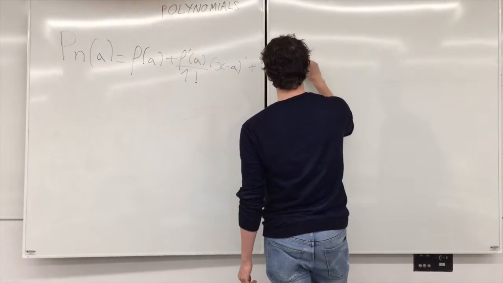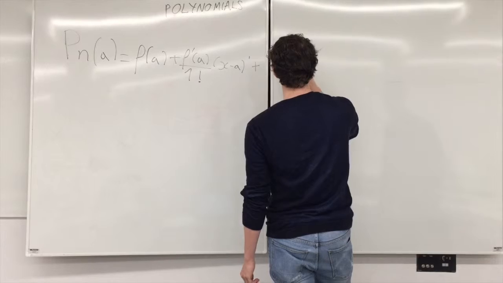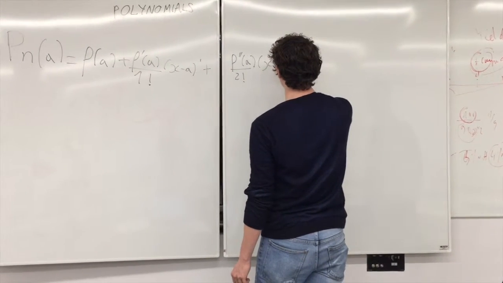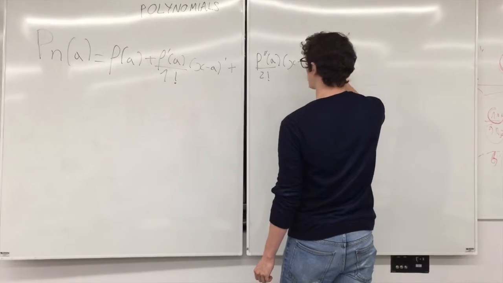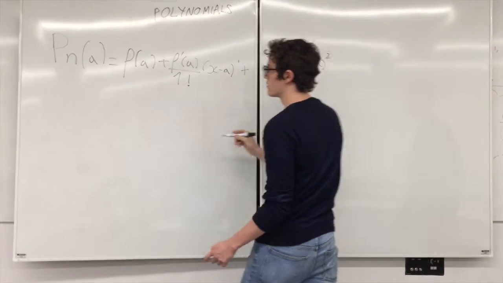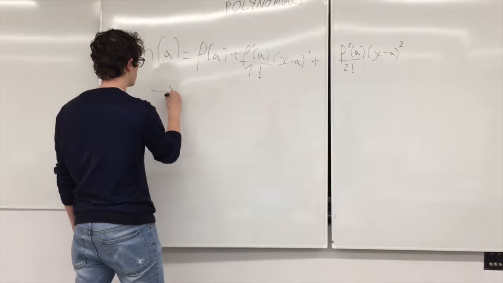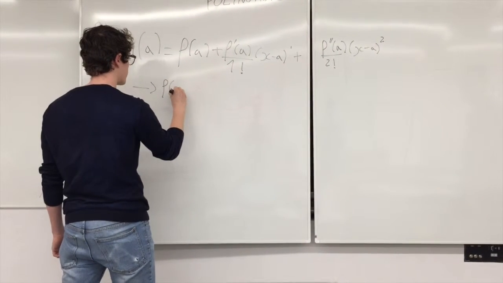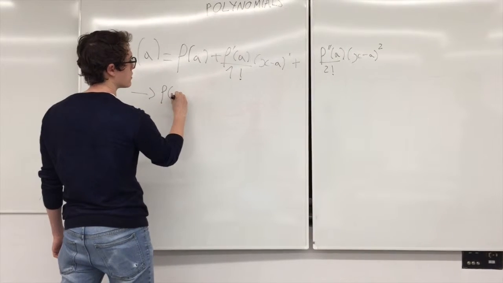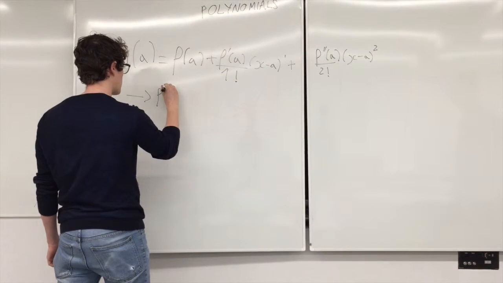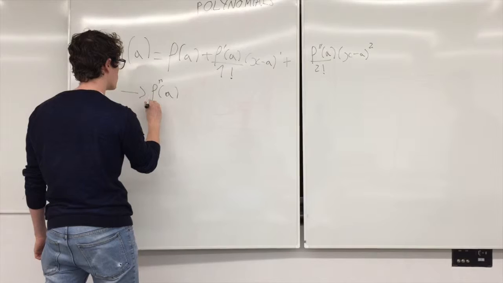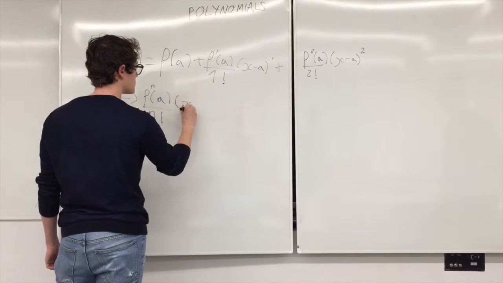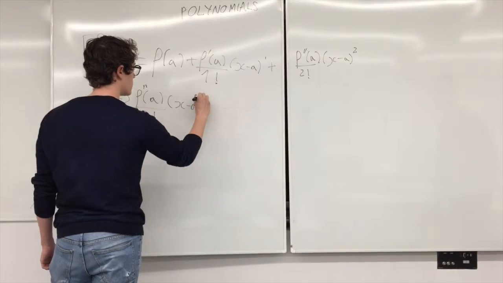of a over 2 factorial, times x minus a to the power of 2. And all this until you have the nth derivative of a over n factorial, times x minus a to the power of n.